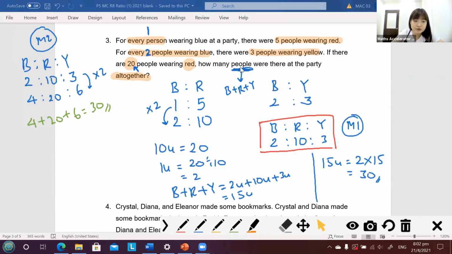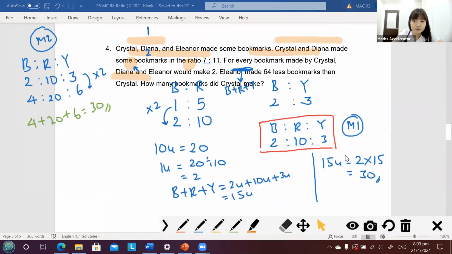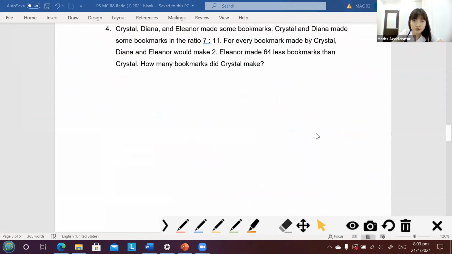Right, let's go to question 4. We read the question first. Crystal, Diana, and Eleanor made some bookmarks. Crystal and Diana made some bookmarks in the ratio 7:11. So let's write down the ratio first. Crystal, Diana, 7:11.